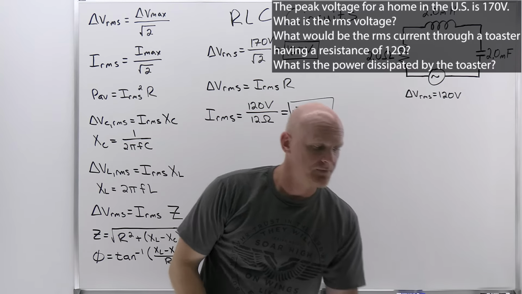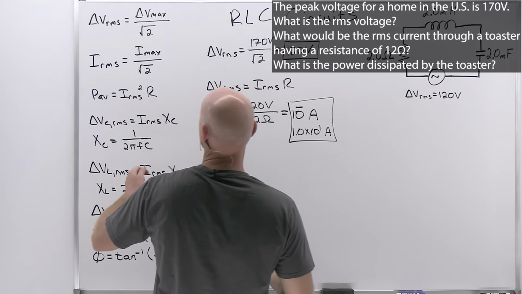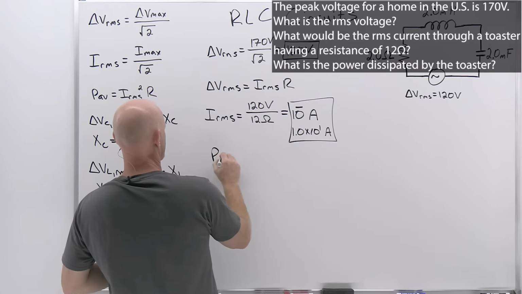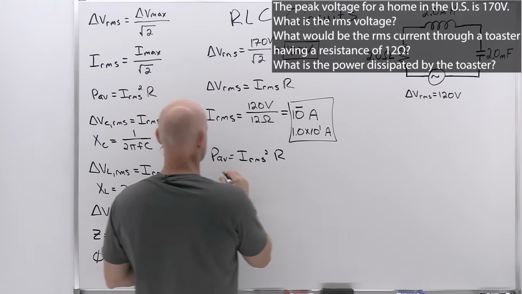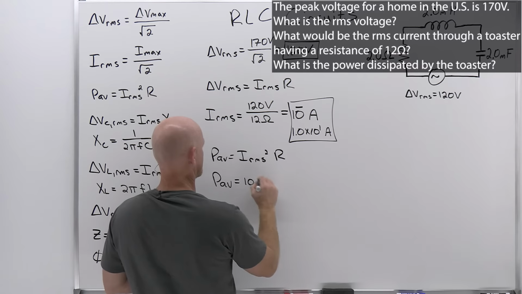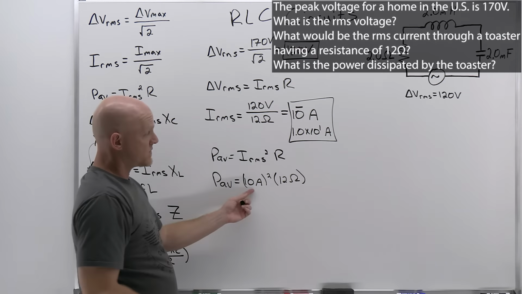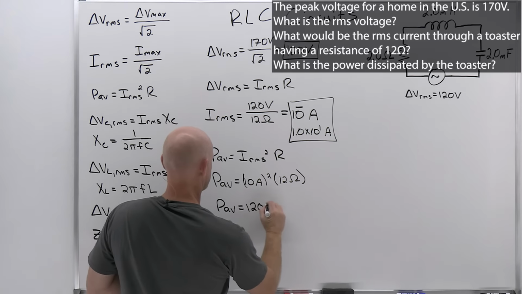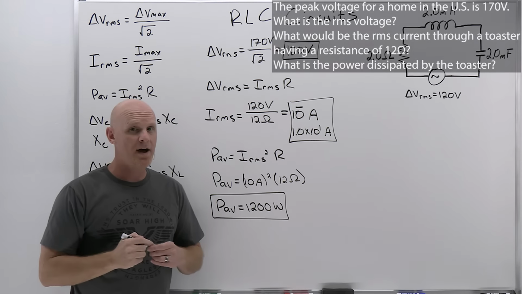And then finally, the last part, what is the power dissipated by the toaster? And again, if it's just a simple resistor in an AC circuit, we've got a lovely formula for that here. And so average power is going to equal the RMS current squared times the resistance, which in this case we just figured out was 10 amps. We'll square that times the 12 ohms. 10 squared is 100, and times 12 is 1200. And that is in units of watts. All right, so not so bad so far.